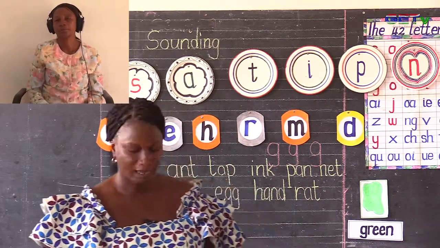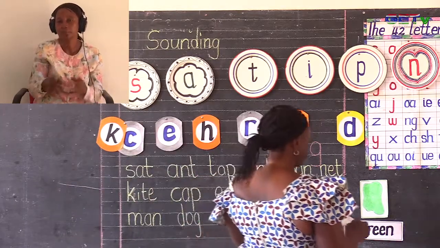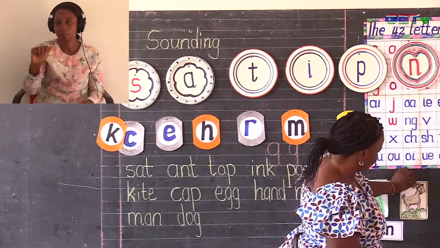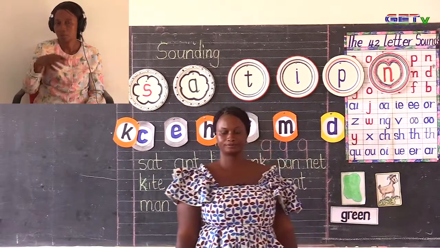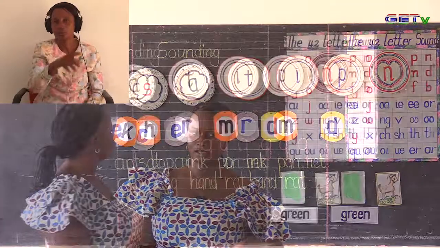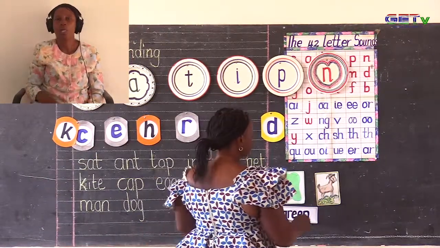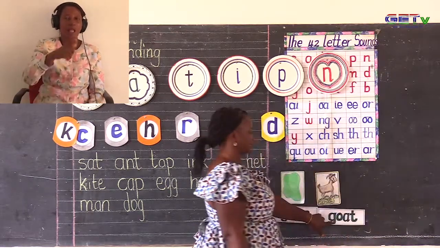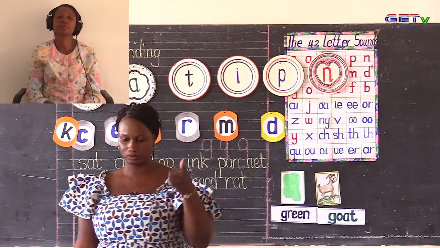Now, I have another picture here again. Look at it properly before you say anything. What picture is this? This is goat. Goat. Would you realize that the initial sound there is what? G. That is the initial sound. That is the first sound you're hearing in the word goat.